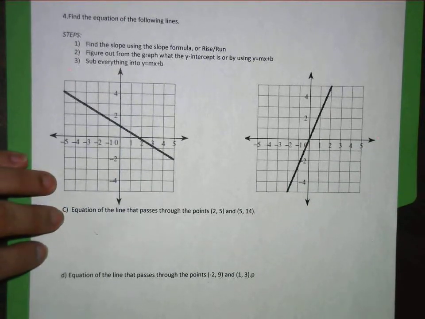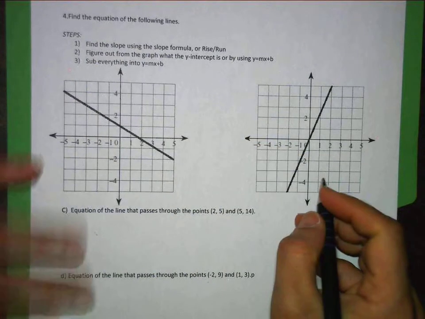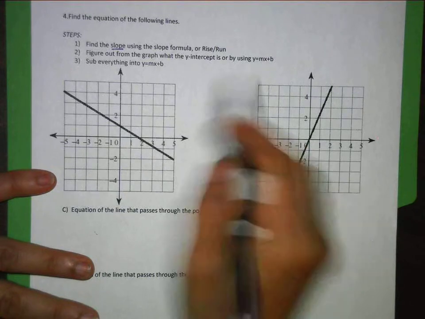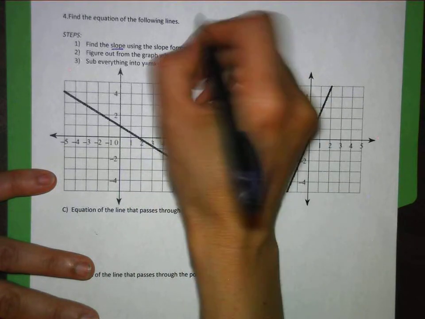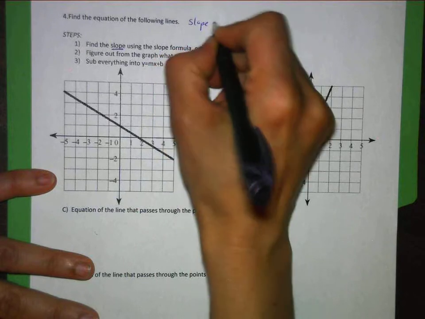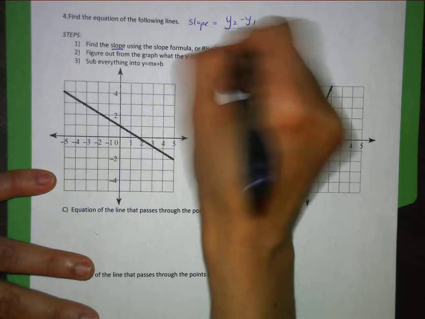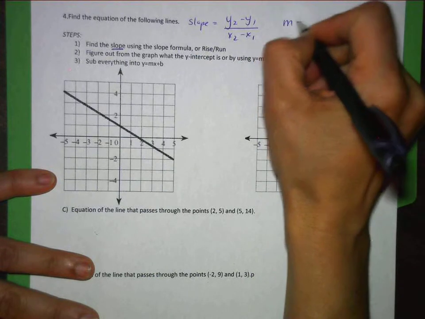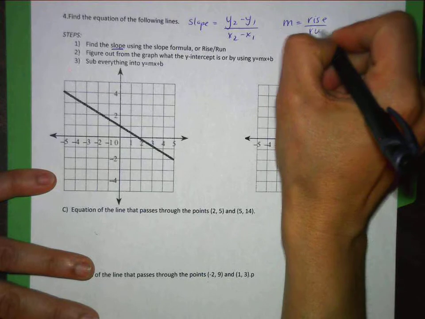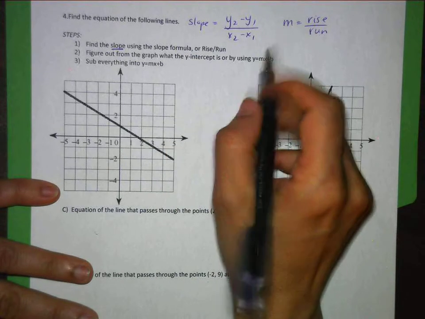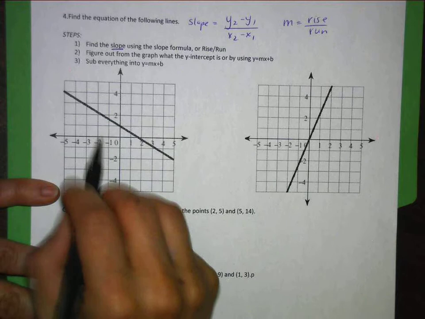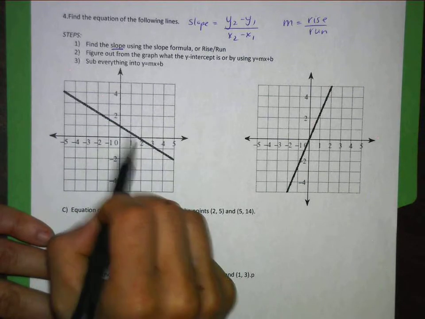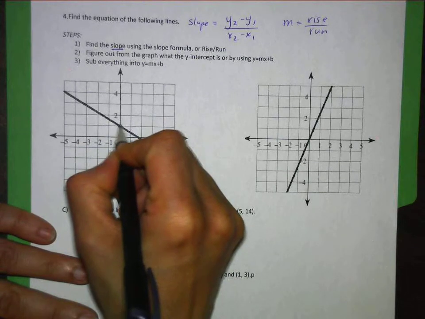It says find the equation of the following lines. So the first thing we should do is find the slope. We can choose to use the slope formula, which is y2 minus y1 all over x2 minus x1, or rise over run. These are the same equations, they're just a different method. I think somehow I made this graphic a little bit big here. Let's find 2 points on the line.